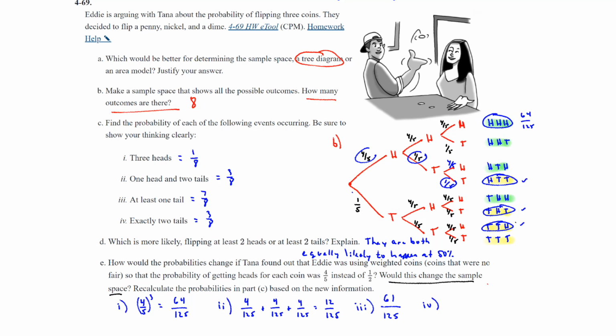Number 4, exactly 2 tails. So once again, find the ones that have exactly 2 tails. We did that kind of closer to the end where they had the 3/8 here, where I have the check marks right now. We'll figure out what those are. And technically, we already did that one on number 2, 1 head and 2 tails. If there's exactly 2 tails, then the other one's going to be a head. So number 2 would be the same as number 4, and that would be 12 over 125.